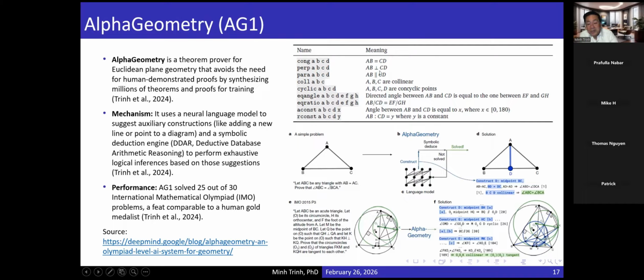like say AB perpendicular to CD, right? It's written in that language, the DDAR language: perpendicular, PERP, A B C D. This means AB perpendicular to CD. AB parallel to CD is PARA, parallel, A B C D, etc. Collinear, etc. So they formalize all these things in this language, and then they can programmatically try to solve the problem.